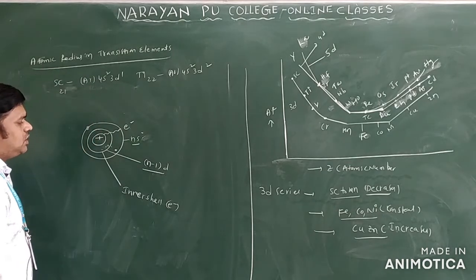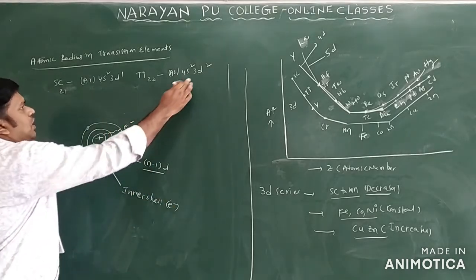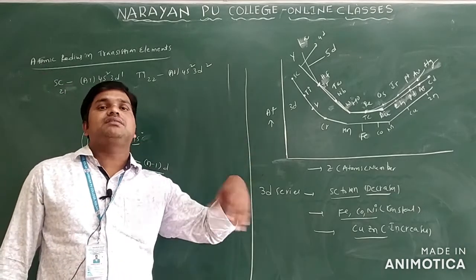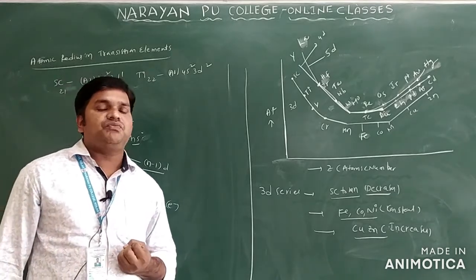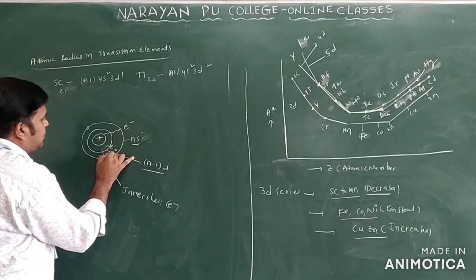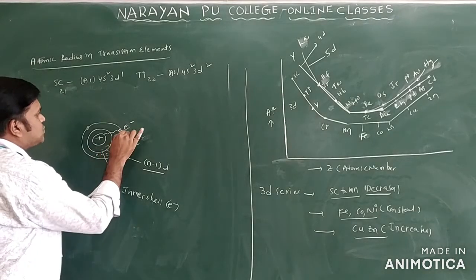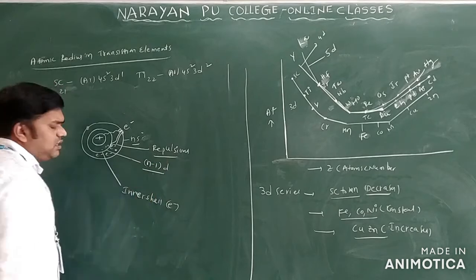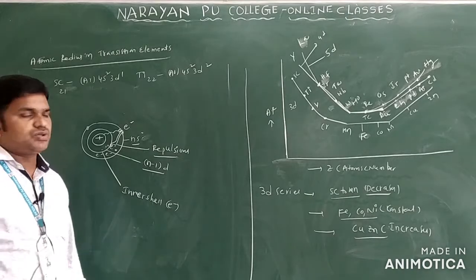Now suppose you take scandium: only one inner electron is there. If we take titanium, how many inner electrons? Two d electrons. Vanadium has 3 electrons. Chromium has d5, 5 electrons, and manganese also has 5 electrons. So the number of d electrons increases. These electrons we call inner electrons, so there is a repulsion, repulsive forces, between the (n minus 1) d electrons and the outermost electrons.